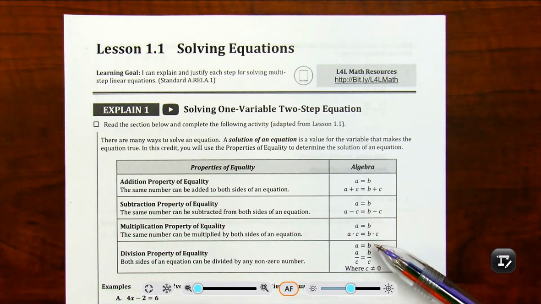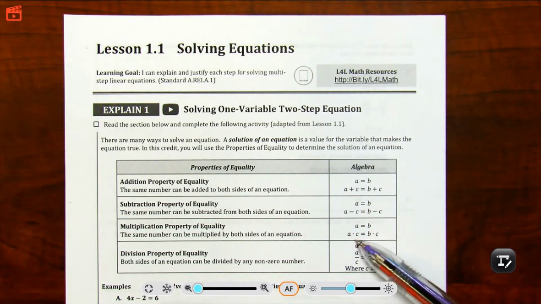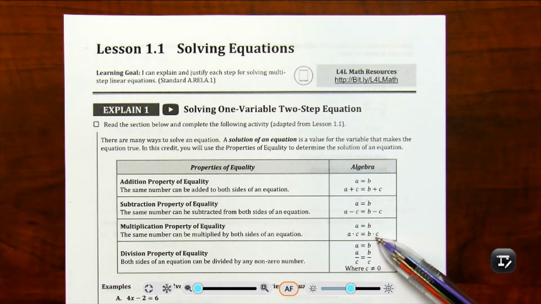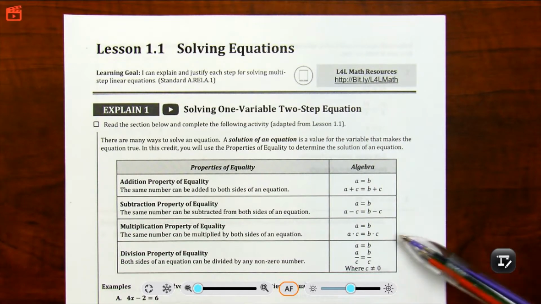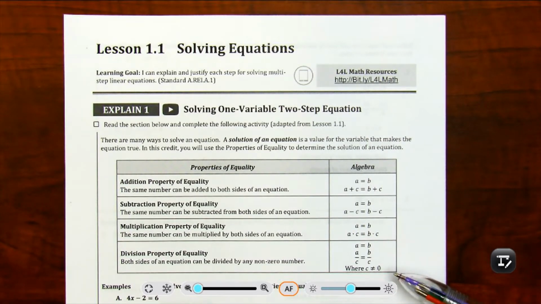And for the multiplication, if we multiply c to a, we also have to multiply c to b. And for division, if we divide by c on this side, we also have to divide by c on this side. Now, we're using these properties to get the variable isolated on one side of the equation.